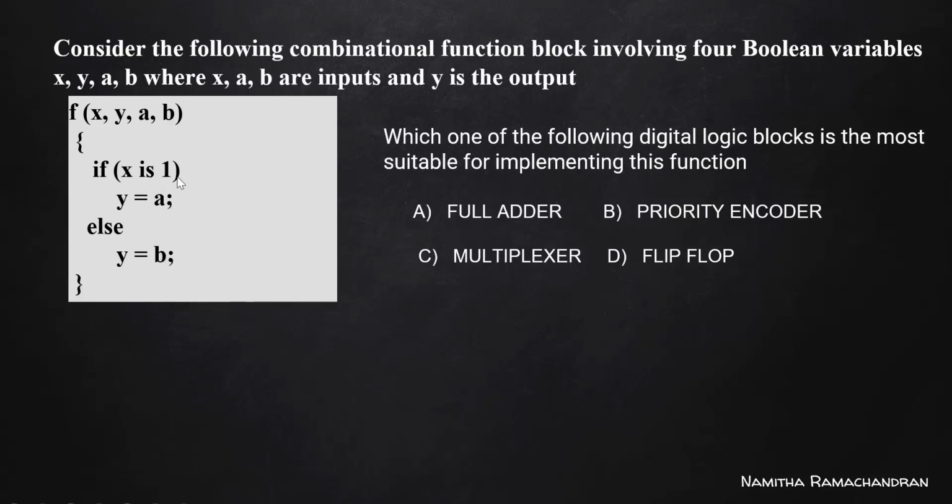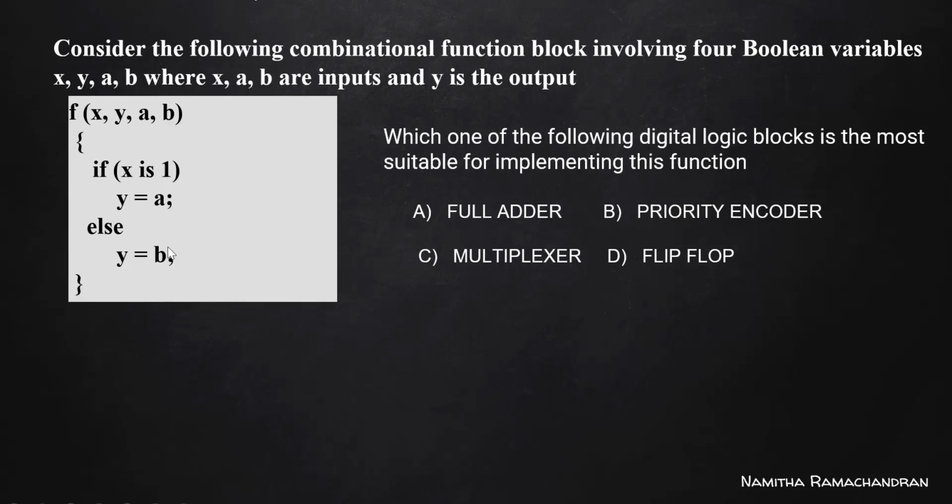If x value becomes 1, assign a input to the output y, and if x value is not equal to 1, then assign b input to the output line y. So based on this information, which one of the following digital logic blocks is the most suitable implementation for this function? Options: full adder, priority encoder, multiplexer or flip-flop.